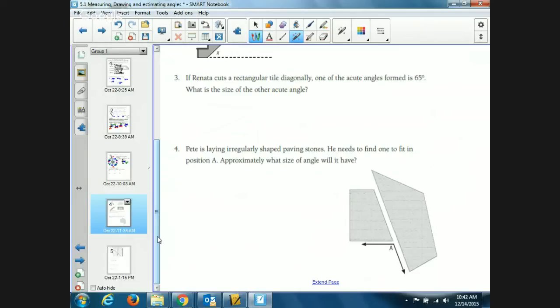Now, Pete is laying regular shaped paving stones. He needs to find one to fit in position A. Approximately, what size of angle will it have? Approximate this angle here. You know it's bigger than something, so give me a good approximation. Write your answers out. We're going to do these ones for marks.